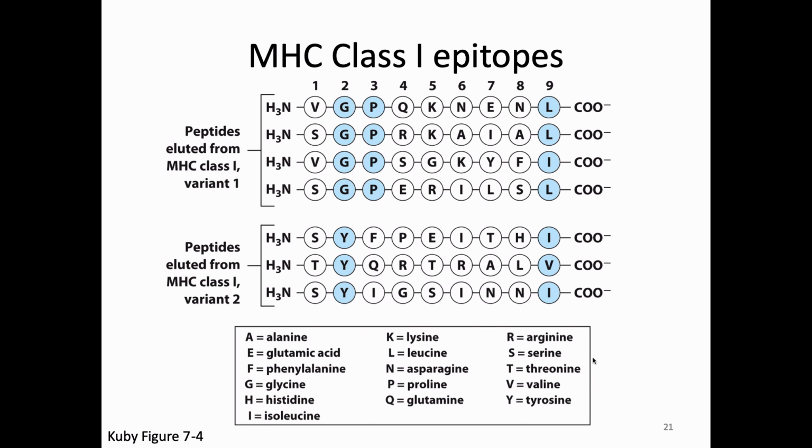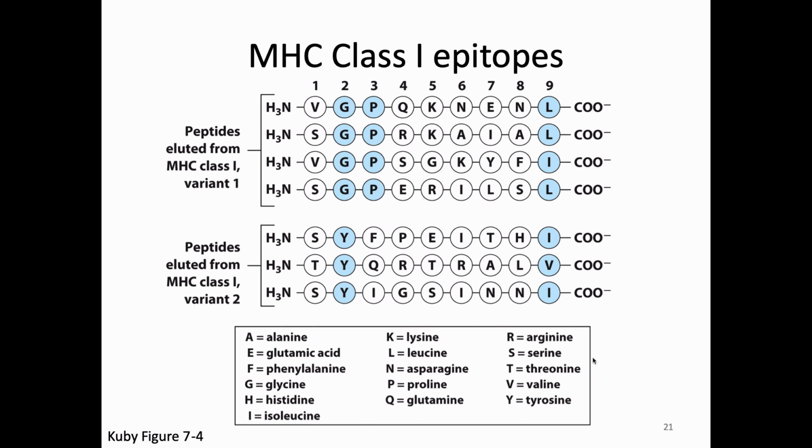So the MHC Class I variant 1 can bind to any peptide as long as it has G at position 2, P at position 3, or I or L at position 9. Those are referred to as the anchor residues for this MHC Class I molecule. And so when we think about MHC Class I, we see specific anchor residues.